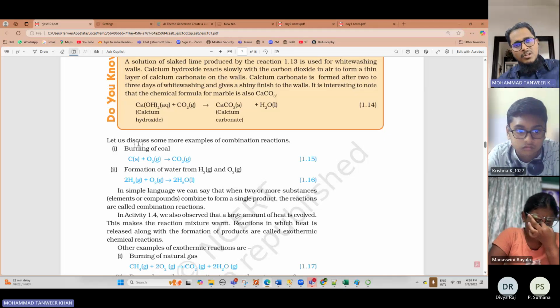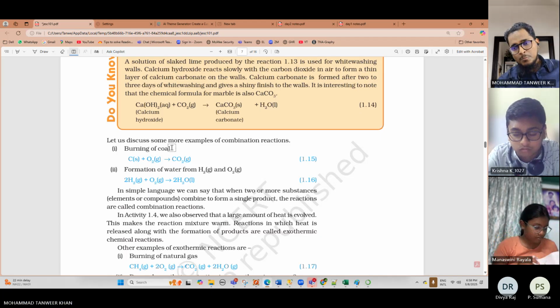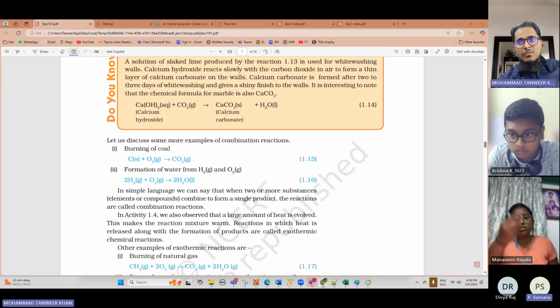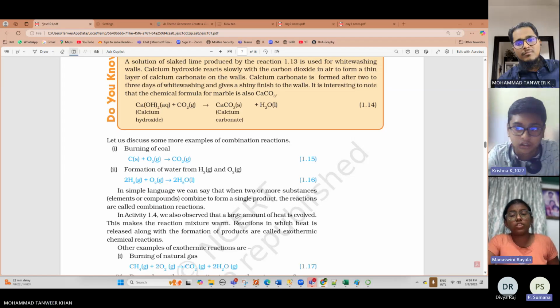Now we will see some more examples of combination reaction. This is another example, burning of coal. Have you seen coal? Yes, sir. In which state do we get a lot of coal? Solid state.